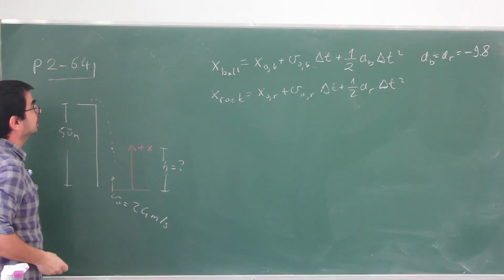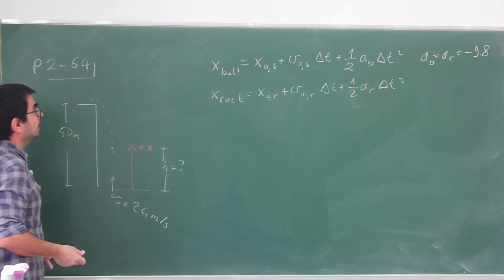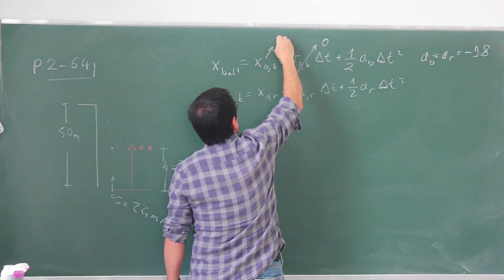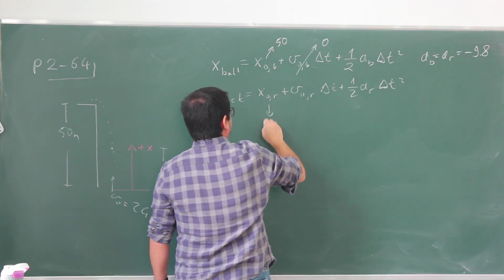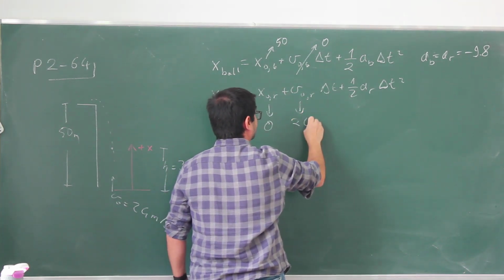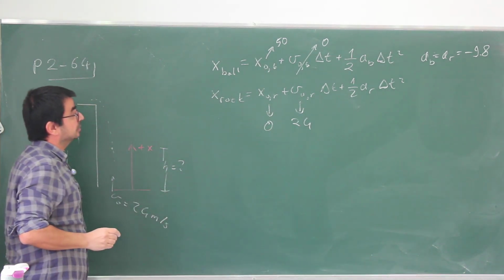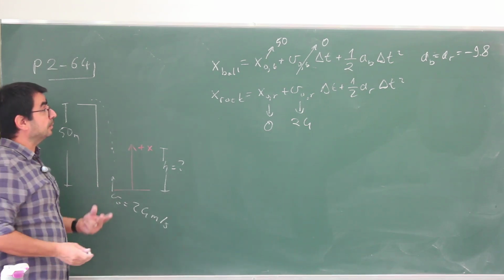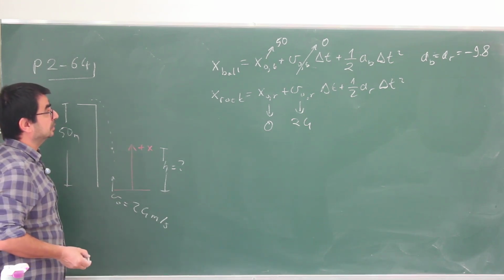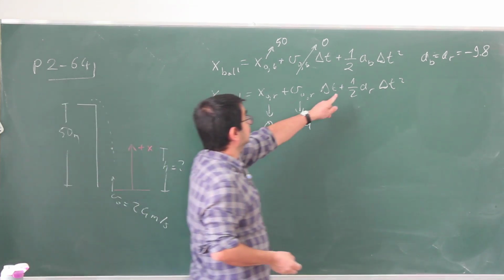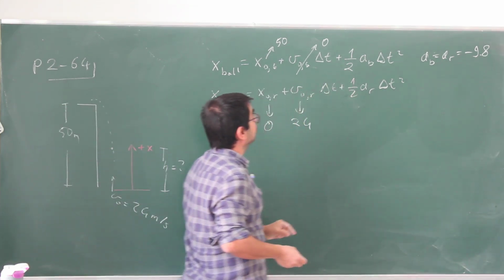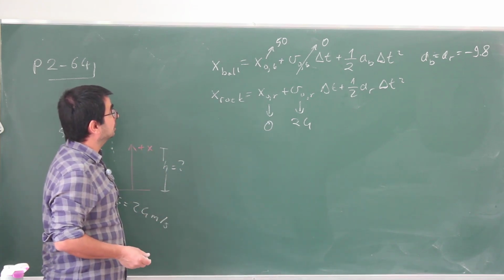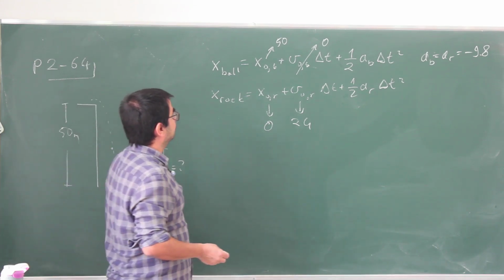Now, can we set these equal to each other? What do I know? For the ball, the initial velocity is 0, and the initial position is going to be 50. For the rock, the initial position is 0, and the initial velocity is 24. And I know the accelerations. It's minus 9.8 in both cases. I'll set these equal to each other, and then solve for delta t. Now, it might look like you're going to get a quadratic in this case, but you don't, because the quadratic terms are actually going to cancel with each other. I set this equal to that. I'm going to get a complete cancellation.